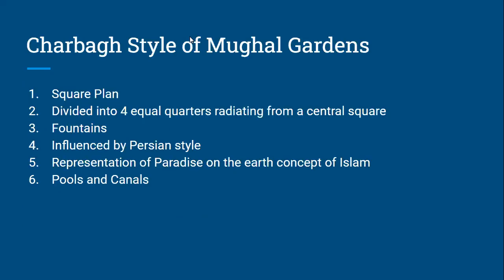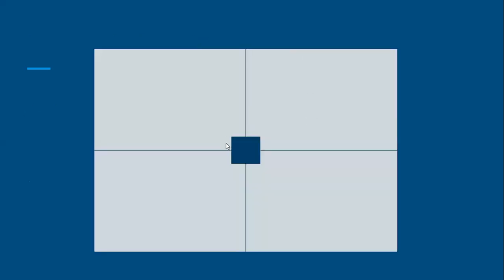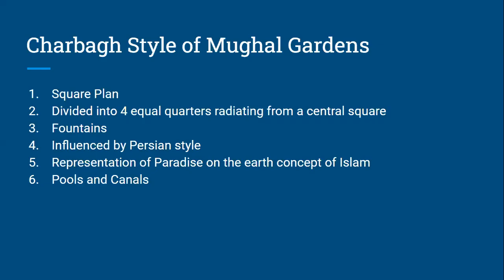Okay, so what is the Charbagh? First of all, we'll try to understand the Charbagh style of Mughal gardens. Very important. First of all, इसका जो plan है, the Mughal gardens का, it is a square plan, and the square is divided into 4 equal quarters radiating from a central square. You can see over here, ये एक central square है, and इस central square से 4 compartments are being constructed. This style of garden architecture is called the Charbagh garden style.